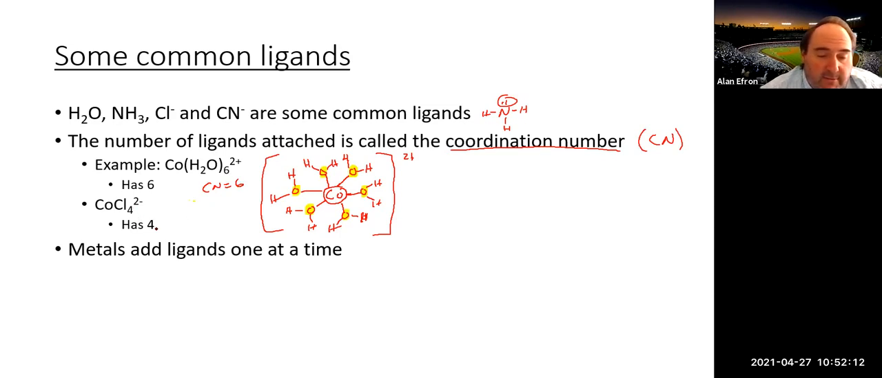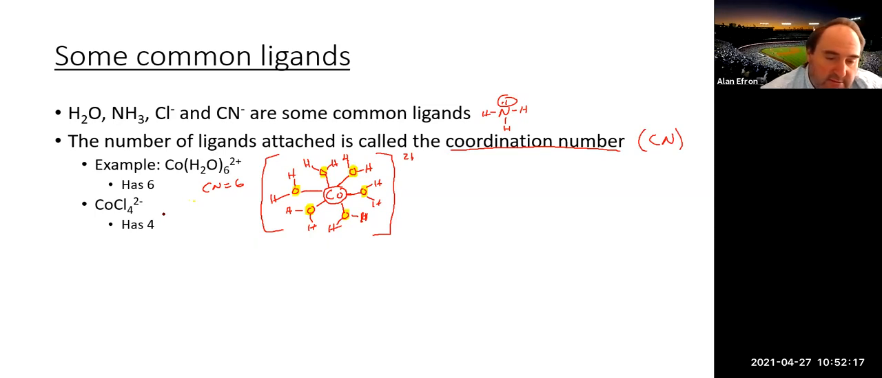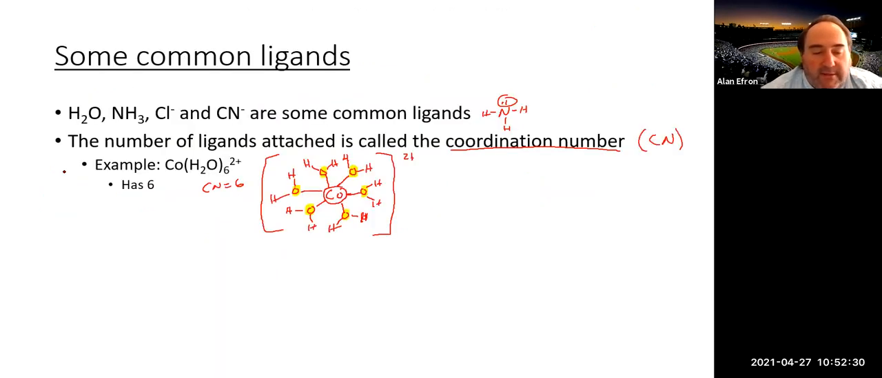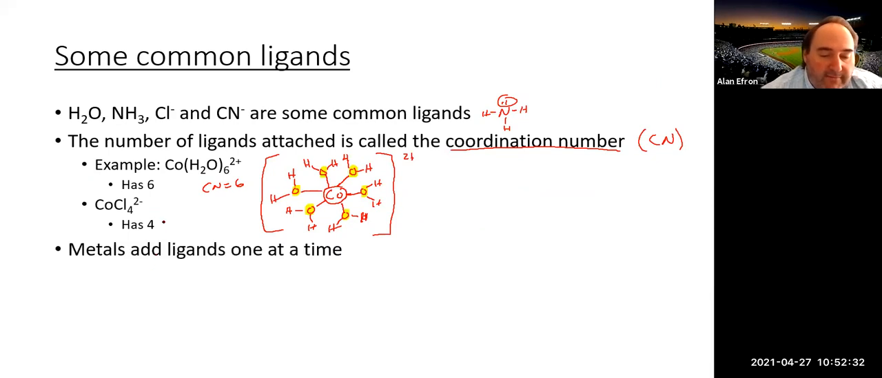Same thing with our cobalt and our chloride, like I drew back on this page. Attached directly to the cobalt here is 1 chloride, 2 chlorides, 3 chlorides, and 4 chlorides attached directly to it. And the coordination number for that guy would be 4 here, as we see. Now, you may be saying to yourself, well, isn't it just this number on the bottom? That's 6, and that is 4. And the answer is not always.